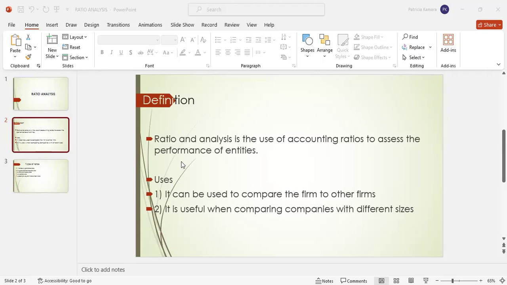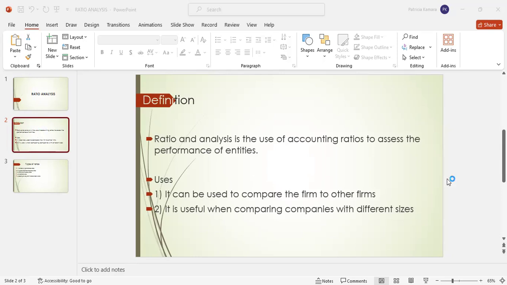So today we are going to continue with ratio analysis. In the previous video, we covered how to prepare financial statements, taking into consideration certain adjustments. So today, we are going to use a financial statement to do our ratio analysis.